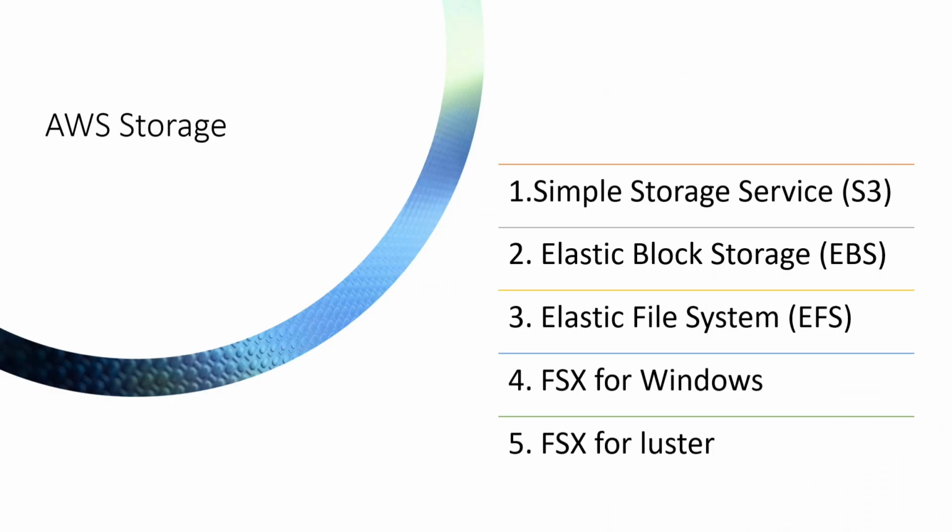Yeah. So talking about various storage offerings from AWS, we have one service called Simple Storage Service, which is also called S3 in short. Then we have Elastic Block Storage, called EBS, that we had seen in the previous lecture. Then we have Elastic File System, also called EFS. Then FSx for Windows and FSx for Lustre. In the upcoming sessions we will see all the other storage offerings in detail. In this session we are going to focus on S3.